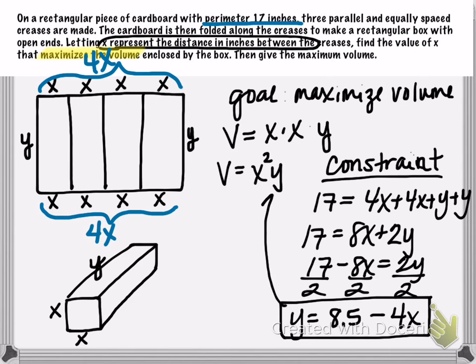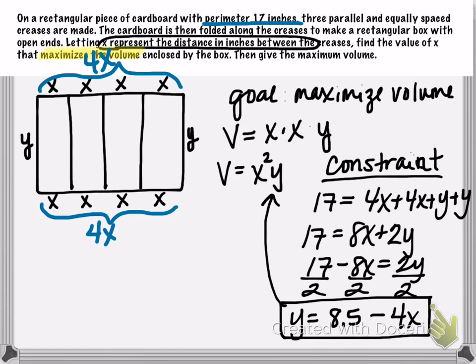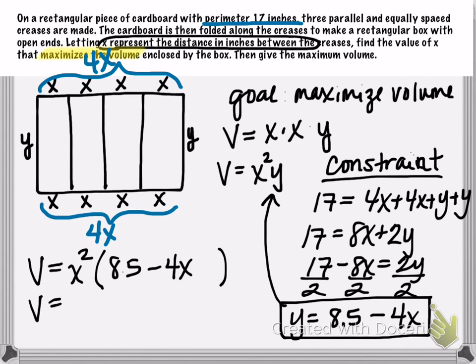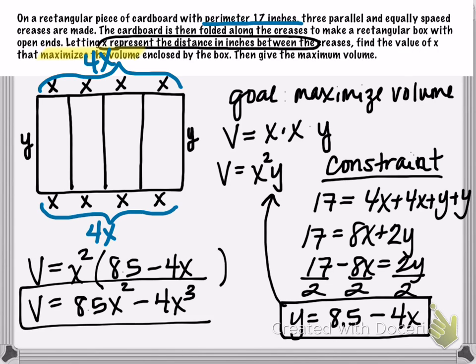And now I'm going to substitute that into my volume equation, so that I now have a volume function in one variable. So I'll come down here for that. Volume is equal to x squared times y, but now I have this new equation for y, 8.5 minus 4x, which you could leave as is. I'll go ahead and distribute since it's a fast one. 8.5x squared minus 4x cubed, and this is going to be my volume model. It's my function that relates x, which is the distance in between the creases, and the volume.